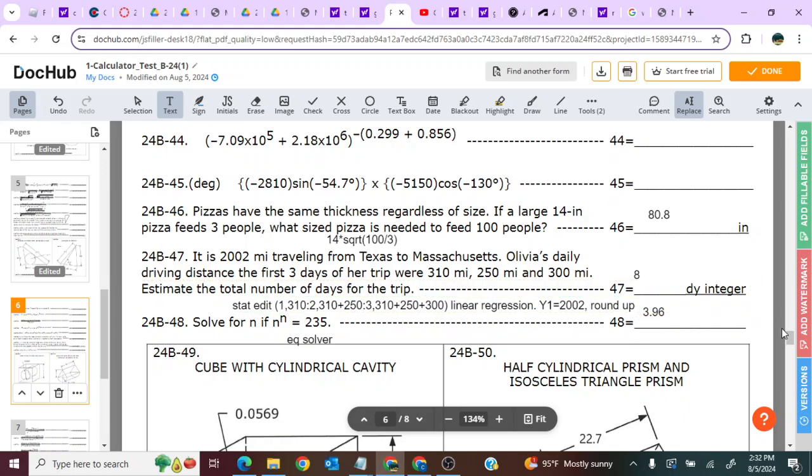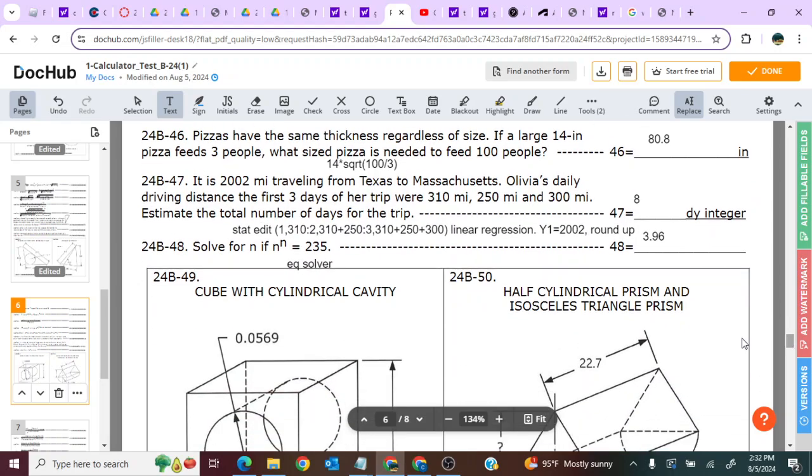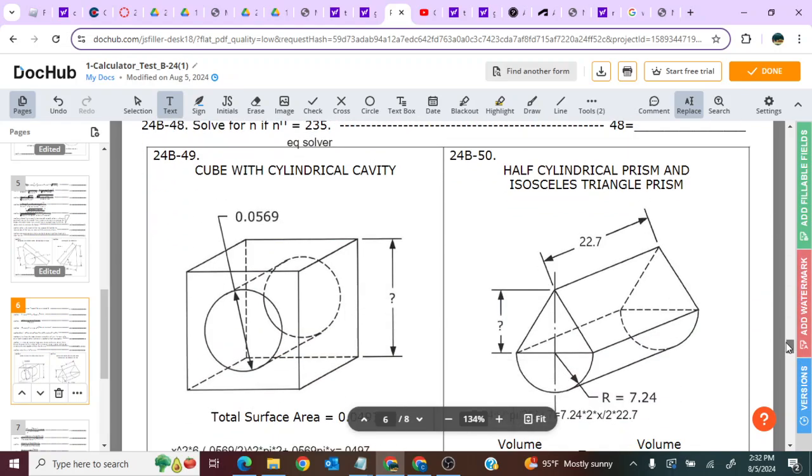So you have to round up no matter what. 48, EQ solver, plug it in. Very easy. You never miss that kind of problem.